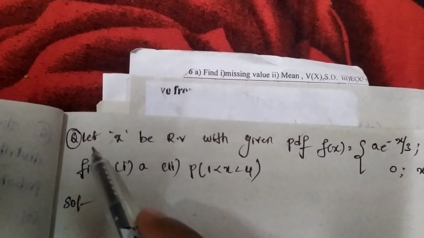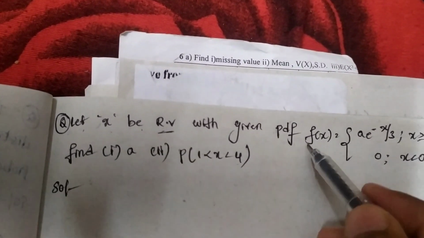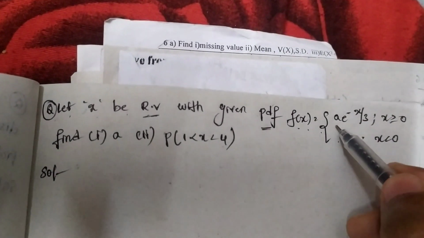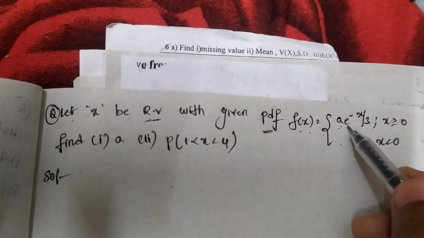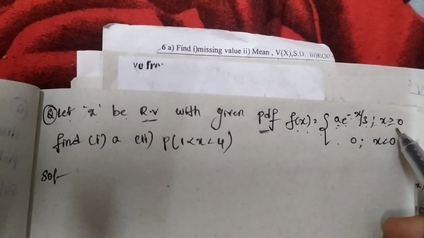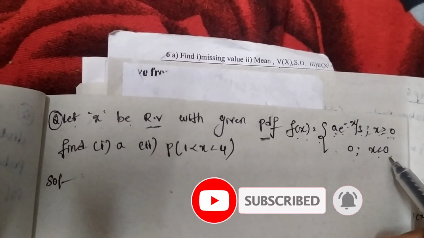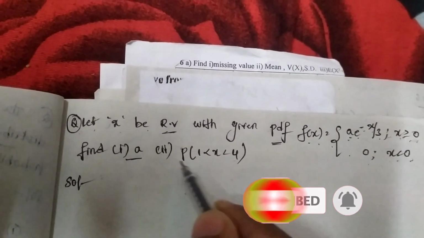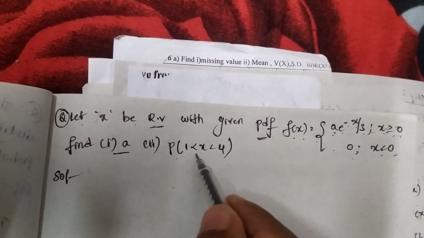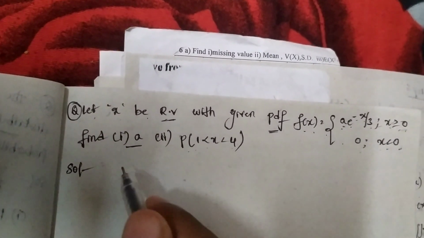Here the question is: let x be a random variable with the given PDF, small f of x equals a into e power minus x by 3 for x greater than or equal to 0, and 0 for x less than 0. We have to find the value of a, and second, the probability of 1 less than x less than 4. Let us start the problem.